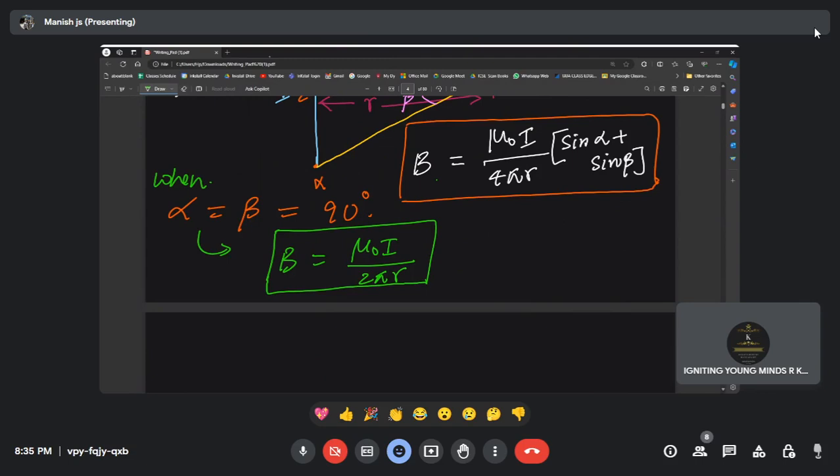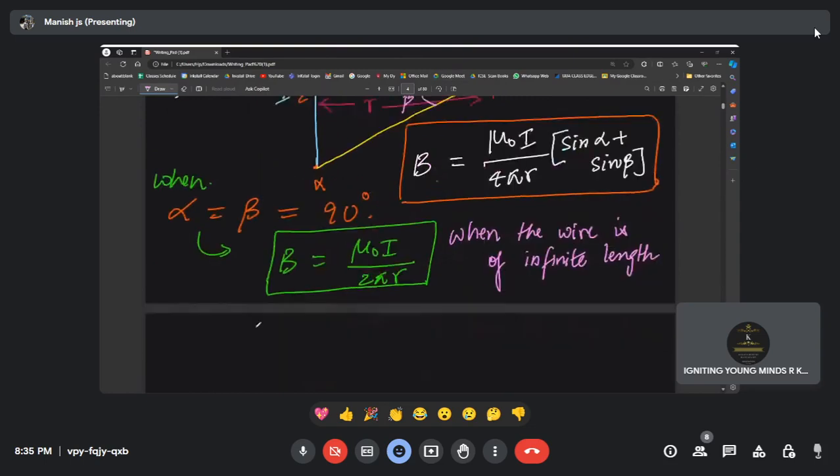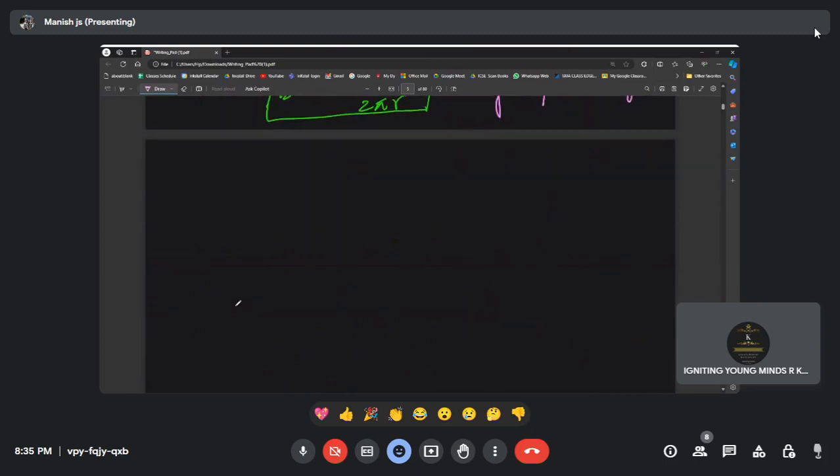Terms and conditions apply. What are the terms and conditions? This is applicable only when the wire is of infinite length. That is the condition. Only then will you apply this formula. Otherwise, the formula above is the one that is applicable. So these are the special cases that you will have to remember. Now moving on.